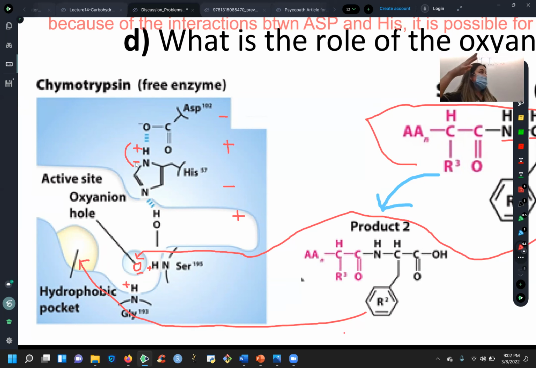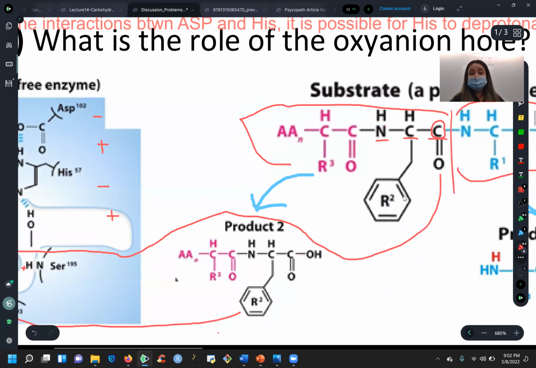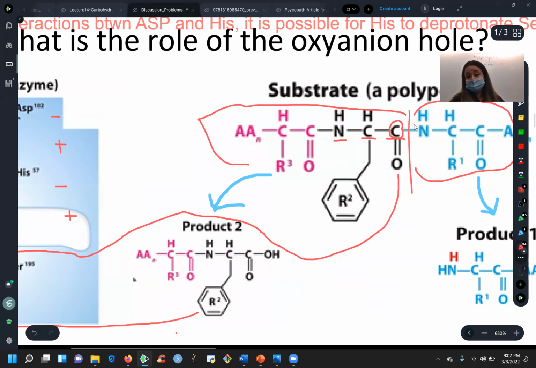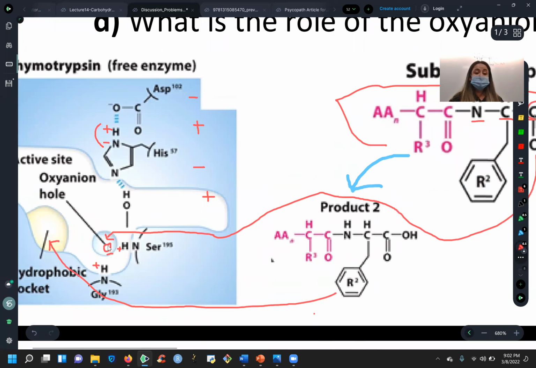And because of that, he becomes a Lewis base, which means that he is just going to steal protons like crazy. So serine's hydroxyl group happens to be nearby, and he's going to steal the hydrogen from serine. Serine's oxygen goes a little crazy, and it's going to attack the carbon on the carbonyl from that peptide bond. You're going to get a single bond here. That oxygen is going to have a negative charge, which is going to be stabilized by the NH from glycine and serine.